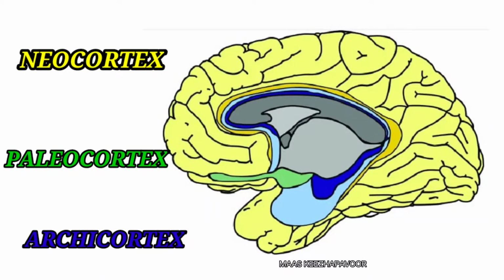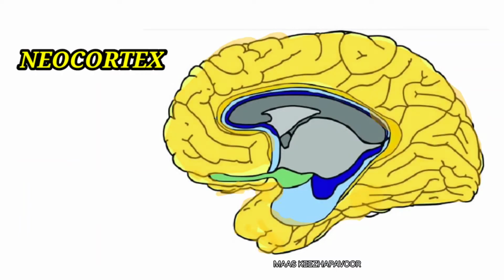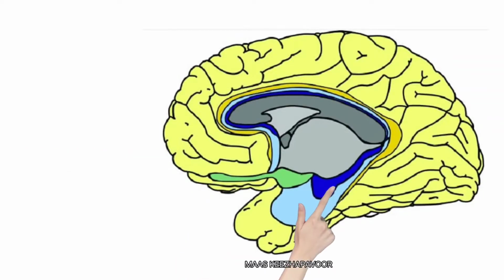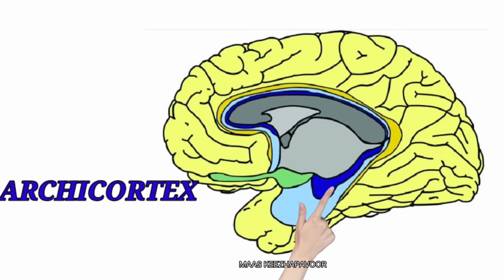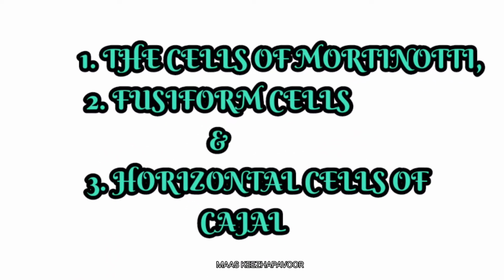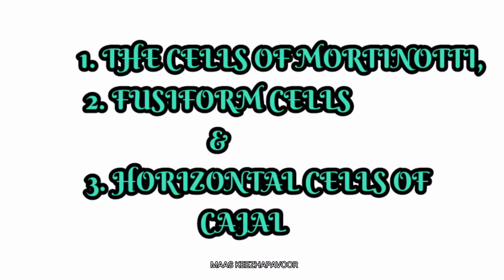90% of our total cortical area is neocortex and it is a 6-layered structure. Some parts of base of telencephalon, that is olfactory area, is the paleocortex and the hippocampal formation is the archicortex. The principal neuronal types are pyramidal cells and stellate cells. The other neurons are the cells of Martinotti, fusiform cells, horizontal cells of Cajal. Let us see these cells one by one.